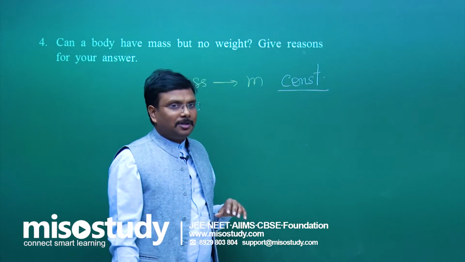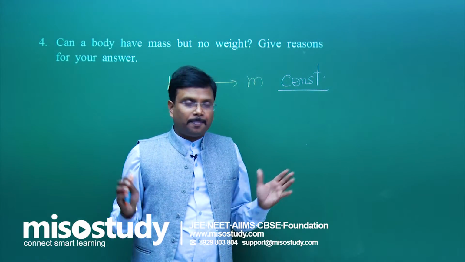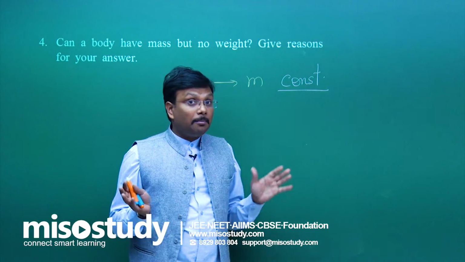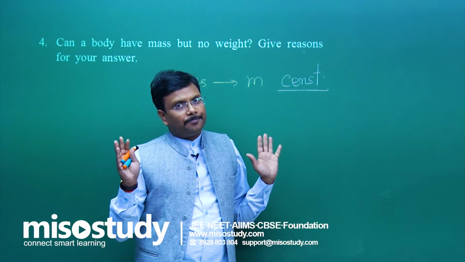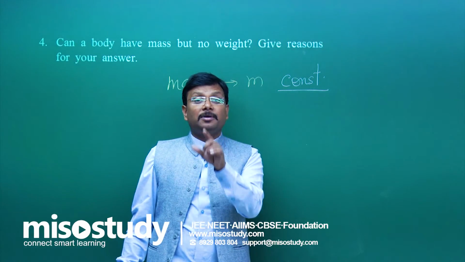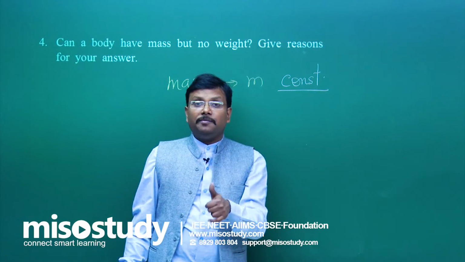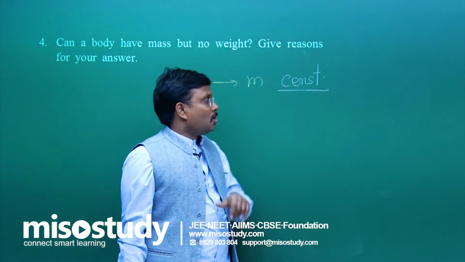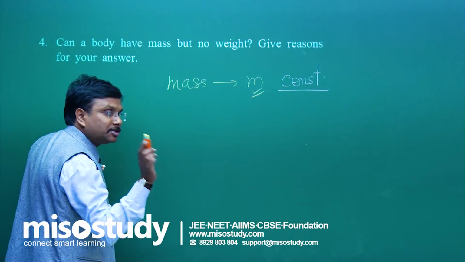So, mass is something that if I am on the earth in this studio, same, on the moon same number of atoms, on the Jupiter same, everywhere. But if I am in free space, my weight will be 0 because acceleration due to gravity g is 0 there. So, mass will be there in any condition.